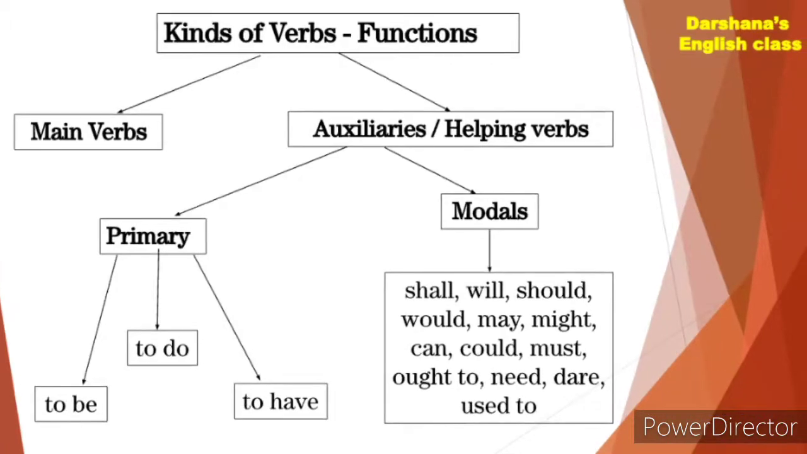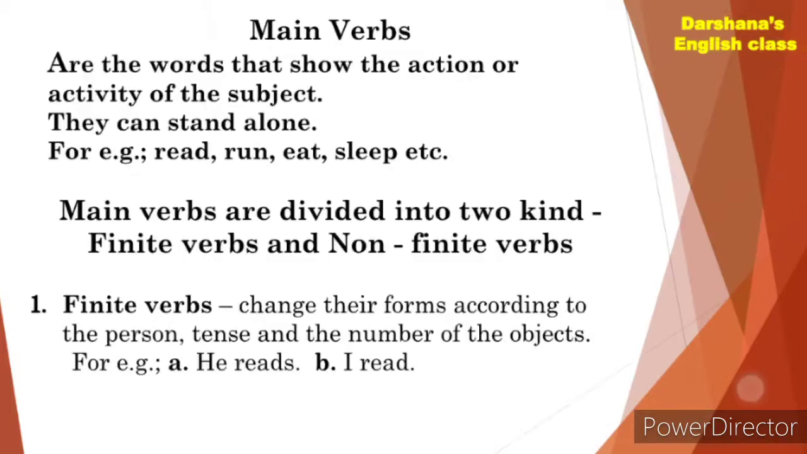The kinds, when we're talking about the verbs in the form of functions, they are categorized into 2 types, main verbs and helping verbs. Helping verbs are also called auxiliaries and they are divided into primary and modals. When we say primary verbs, they are in the form of to be, to do and to have. And modals are these words: shall, will, should, would, may, might, can, could, ought to, need, dare and used to.